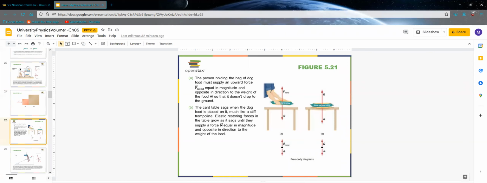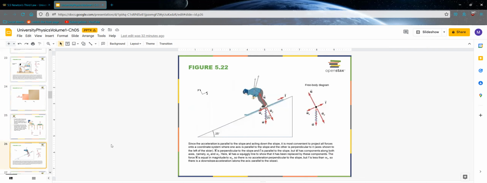If you don't have a net force on something, Newton's first law of motion says nothing about it changes. The dog food doesn't move because there's 0 net force on it. There's still forces impacting the dog food. Gravity is still pulling it down, but since the table is pushing up equally, nothing happens.